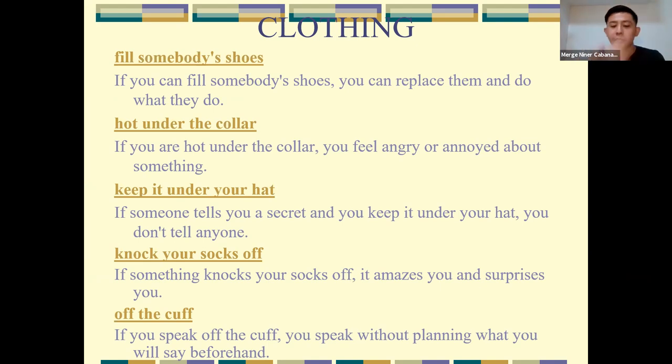Off the cuff. You say off the cuff, you speak without planning what you will say beforehand. So off the cuff, you can actually use this in your speaking test. I recommend this. Off the cuff is a formal expression. All right, so let's continue.